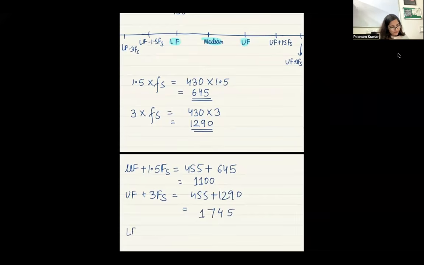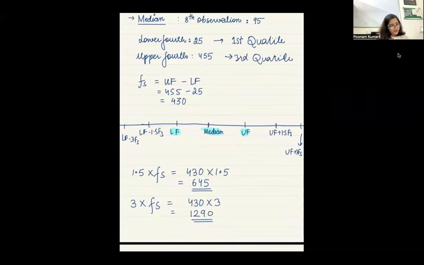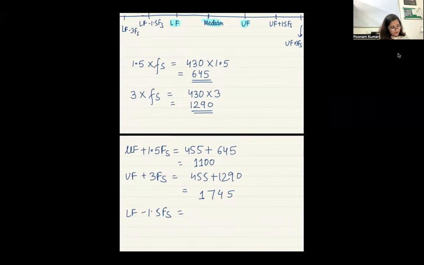And what is lower fourth minus 1.5 Fs? My lower fourth is what? 25. So what is 25 minus 645? It will be something negative. And again, what is lower fourth minus 3 times Fs? It will be 25 minus 1290. It will be something negative only, right?